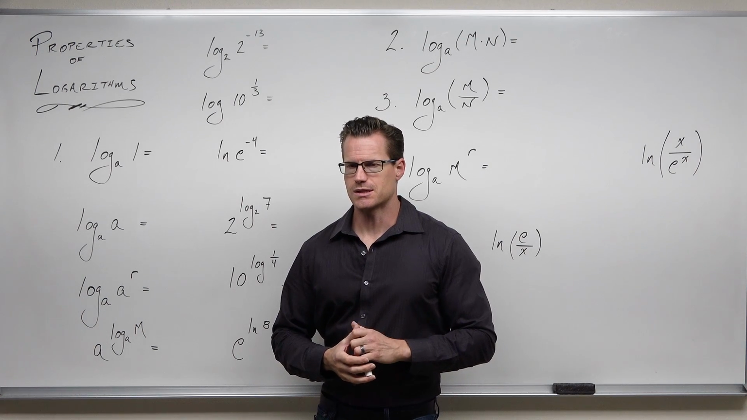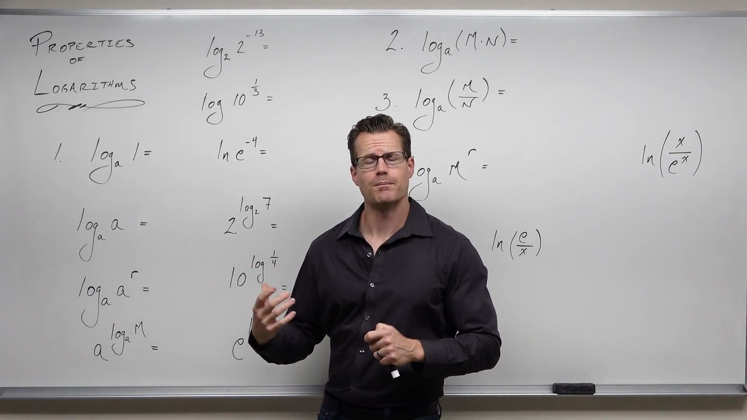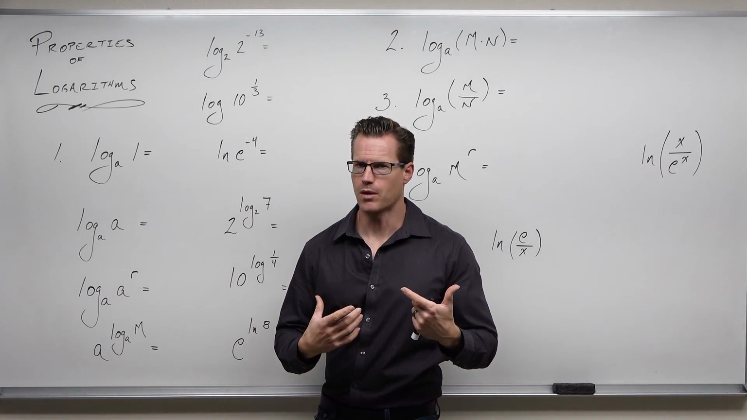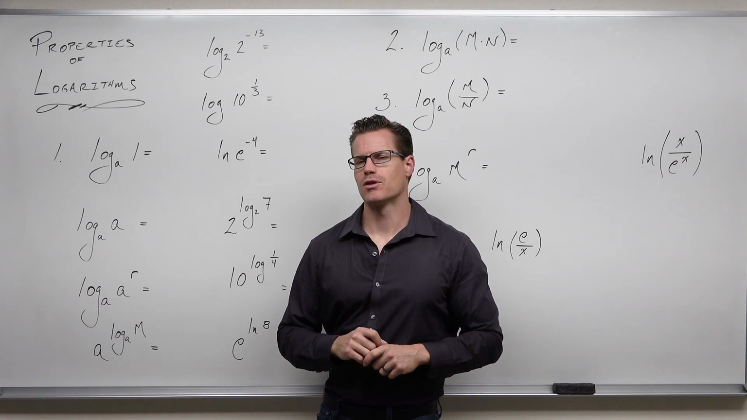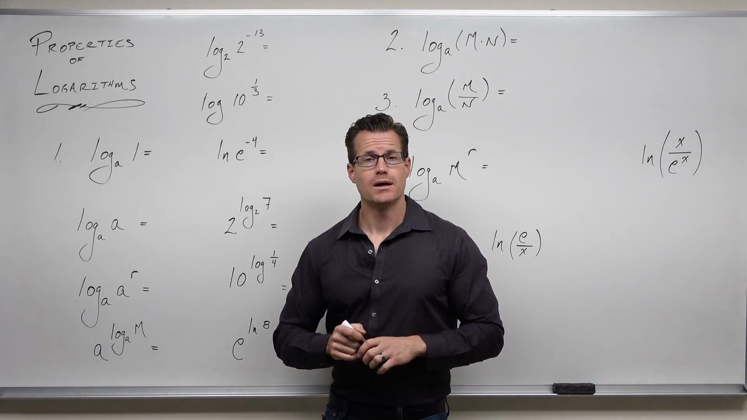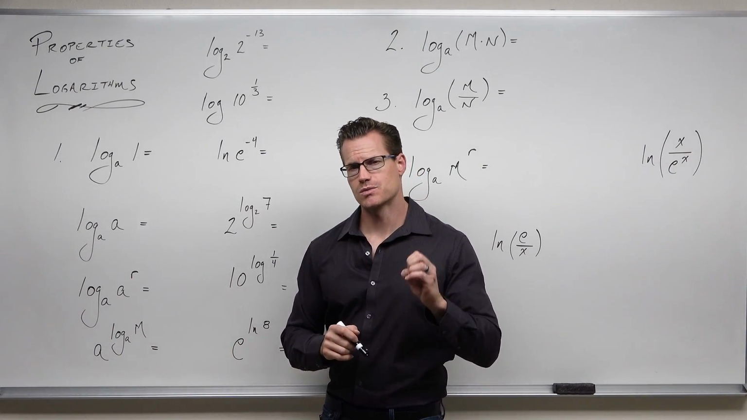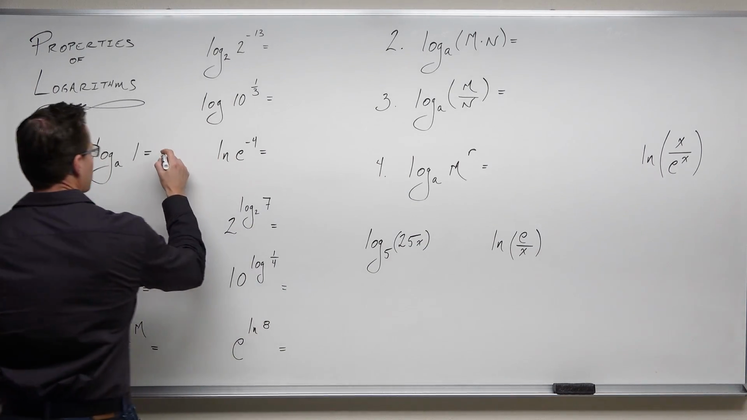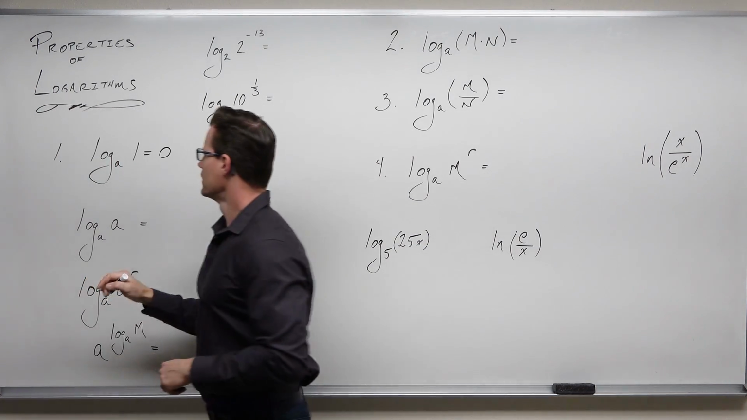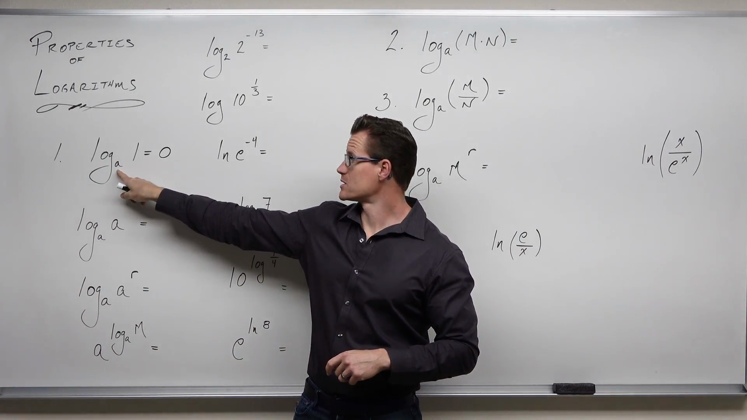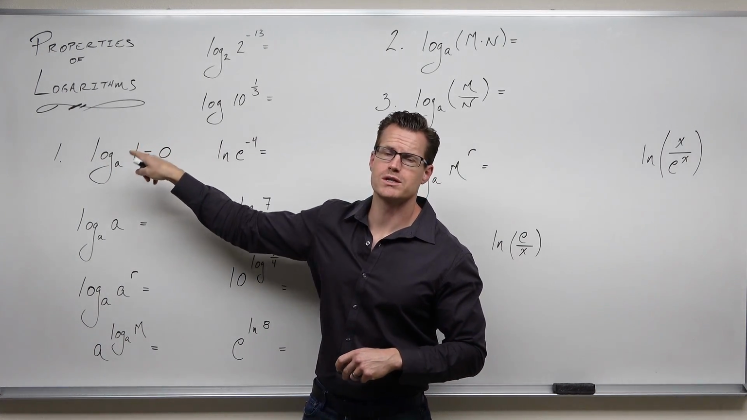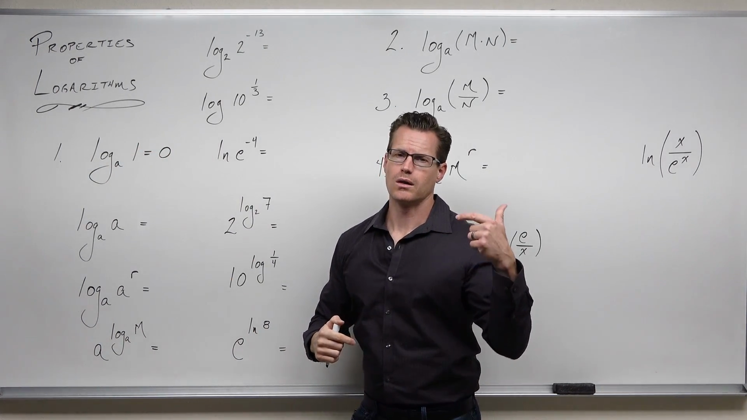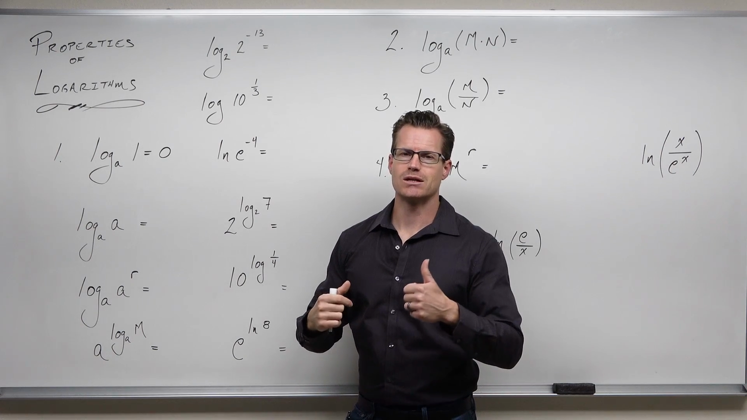The first one is this. I've said a couple of these before, but there's some things that we need to remember all the time. Number one, if you ever have a logarithm where the argument is 1, you're going to get 0. And here's the reason why. Any base raised to the 0 power is always going to give you 1. Therefore, a logarithm of any base of 1 is equal to 0.